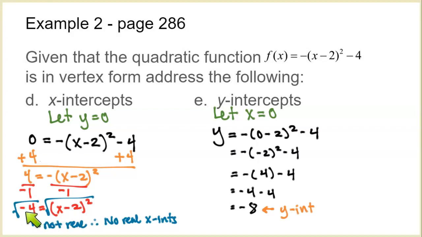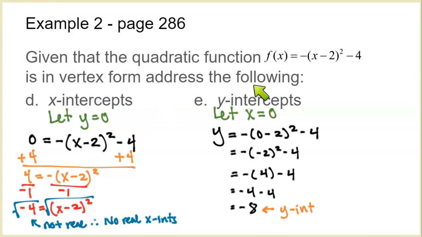But I know that would be 2i, and I could do plus or minus 2i, then I could add 2 to both sides. So that wouldn't be too difficult to find. But this also tells me another thing, that this parabola does not cross the x-axis. Since we cannot find real solutions or real x-intercepts, that means the parabola does not intersect the x-axis.